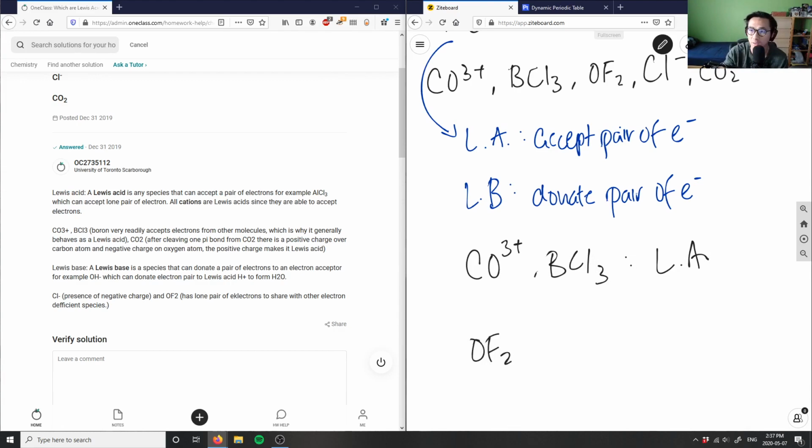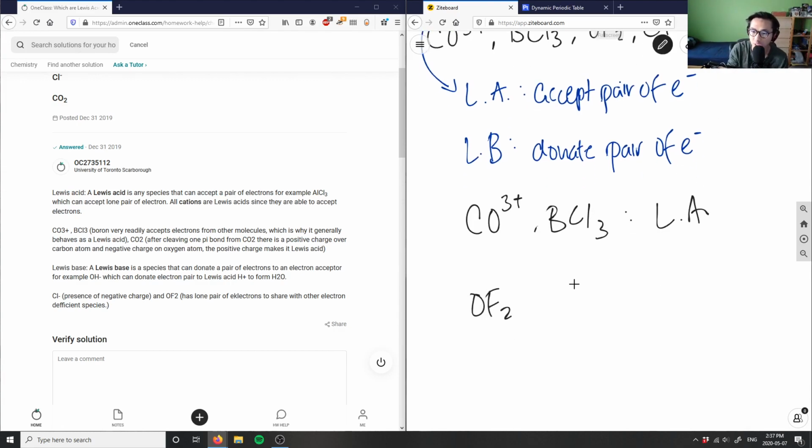So Lewis acids. Let's go to OF2 here. If I'm looking at the Lewis structure, I have O bonded to F and F, and then I have a lone pair here and a lone pair here, right? So Lewis bases can always donate a pair of electrons to an electron acceptor, right? So you can donate to BCl3, for example, and make a bond. OF2 has two pairs of electrons it can share. I have one pair here and one pair here. I can donate these electrons to another species to create a bond. So OF2 here is a great Lewis base.